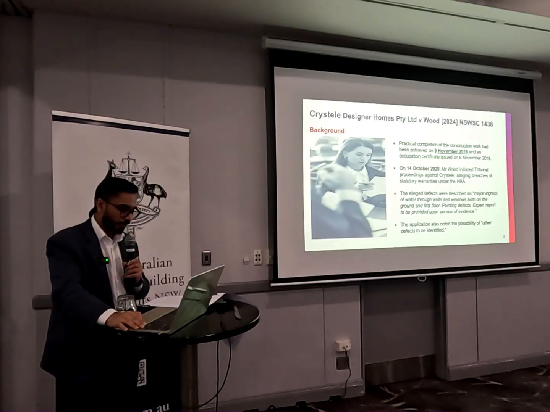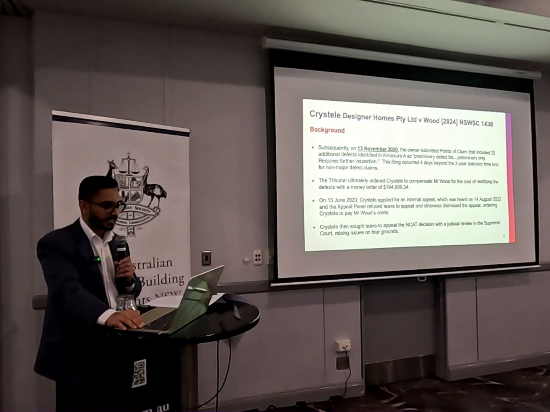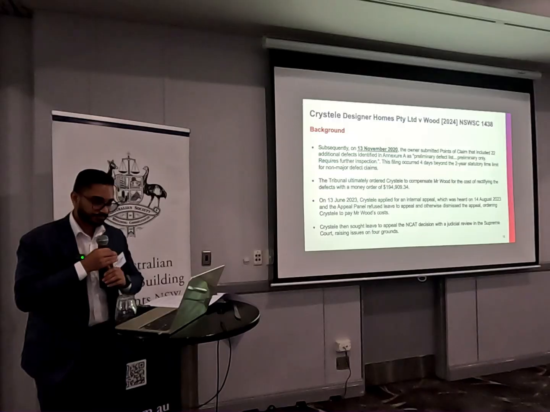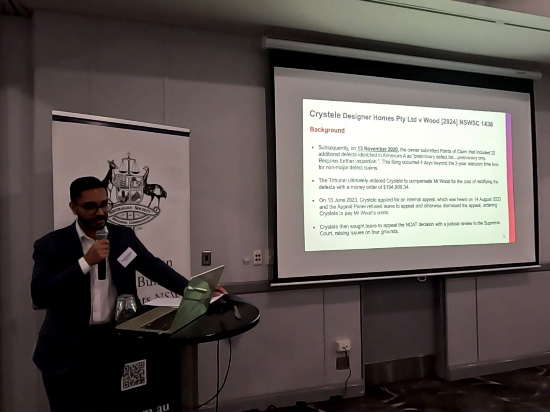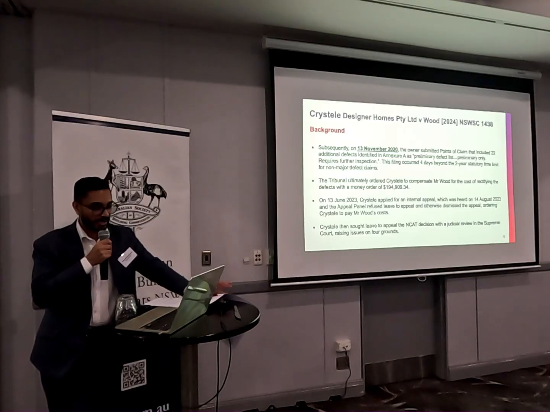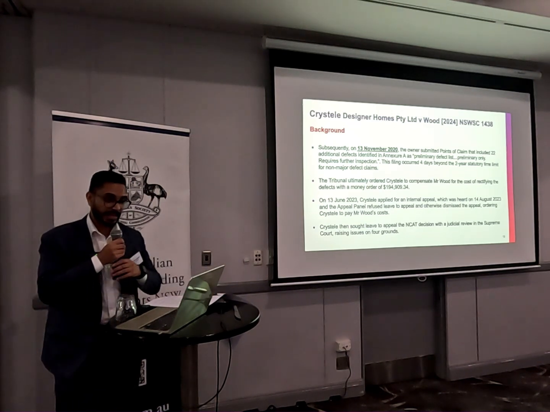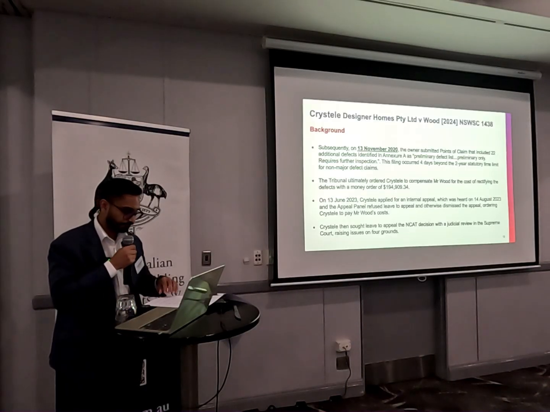Now, the builder took issue with it and said it was really something that the owner should have raised at the outset. Ultimately, the builder was unhappy with the outcome here because the owner was successful and had a money order in the sum of about $194,000. The builder appealed within the tribunal and then subsequently appealed in the Supreme Court.